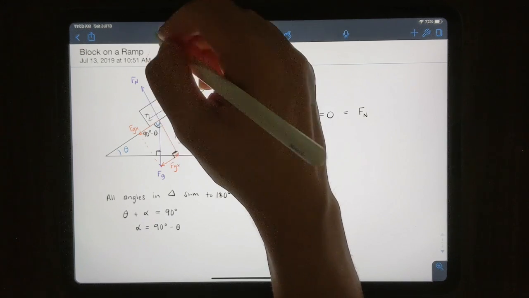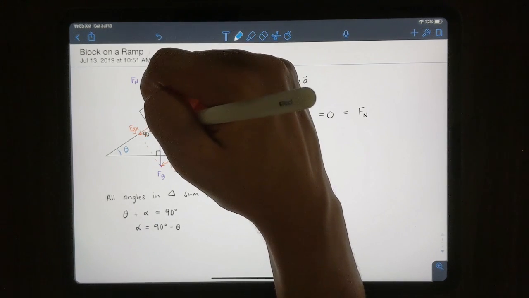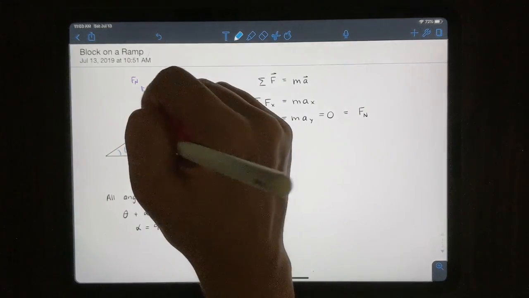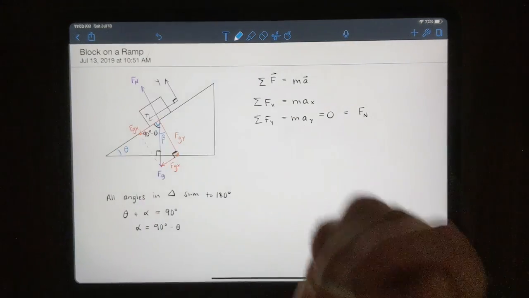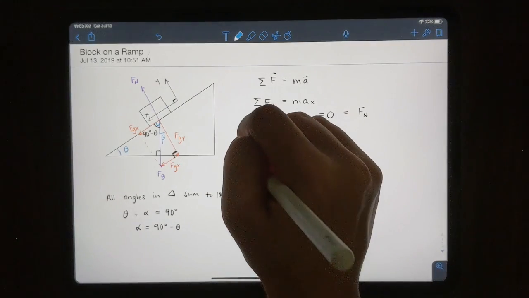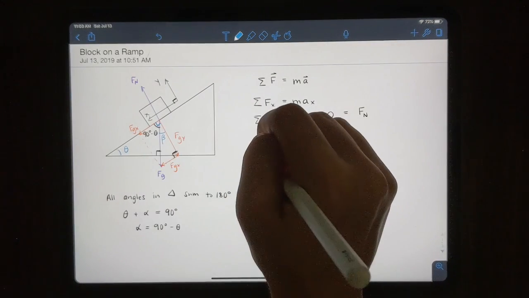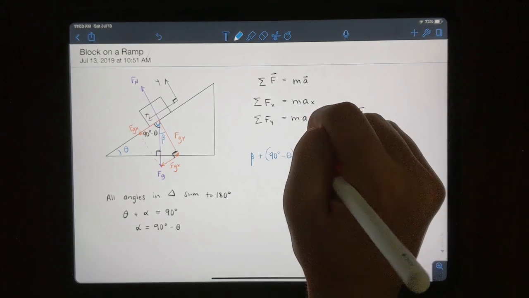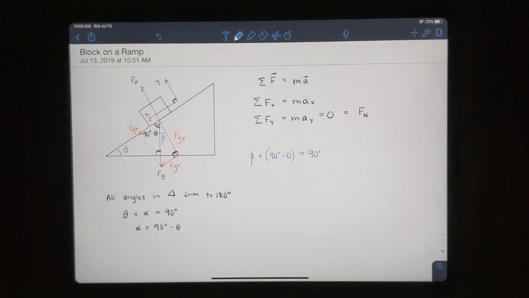If this is a 90-degree angle, that means that these two angles, 1 and 2, must add up to 90 degrees. And that means that this angle, we can call it something like beta. Beta and the angle next to it, the 90 minus theta, should be equal to 90 degrees because they make a right angle.